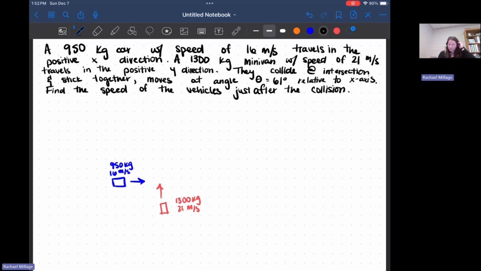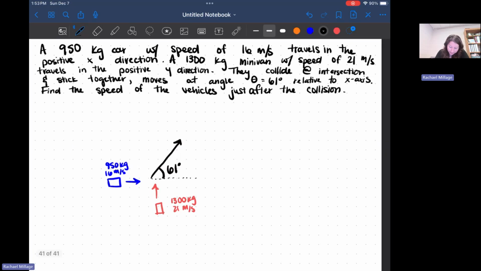Okay, so I'm going to finish drawing this out. So if this is my positive x-axis, this is going to be our angle of 61 degrees, right? So they crash together and then move up at an angle of 61 degrees. We could have found that angle if we really wanted to. That is something that we can find using our mathematical physics, right? But it's giving it to us to be a little bit easier on us. So we know our initial masses and our initial velocities. We're looking for our final velocity. What we're going to have to do is split this up into our x and y components and then figure out how to sum those two together.